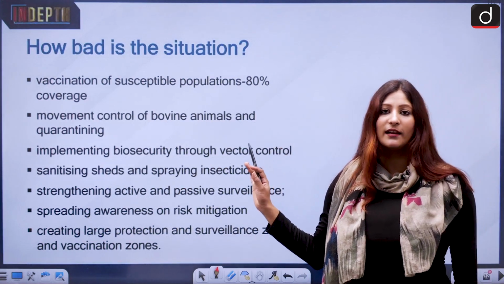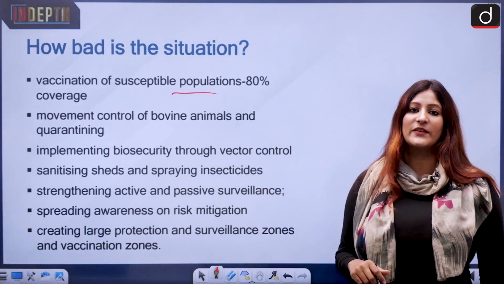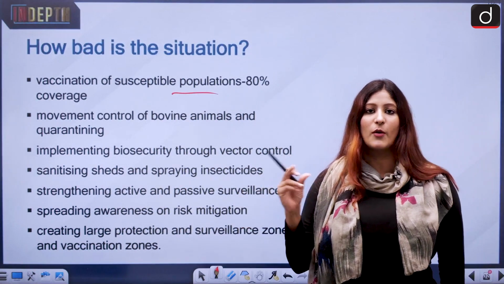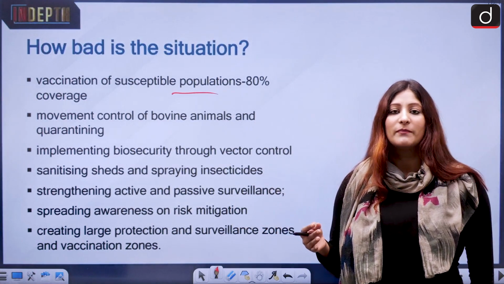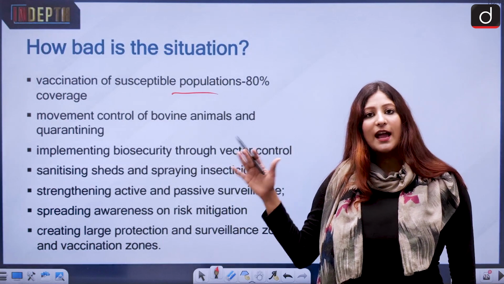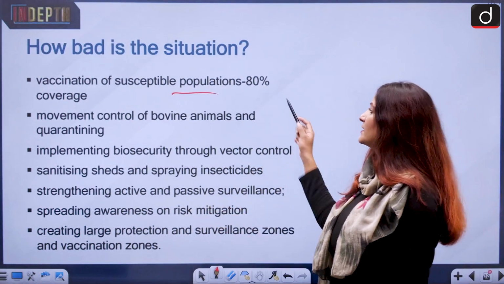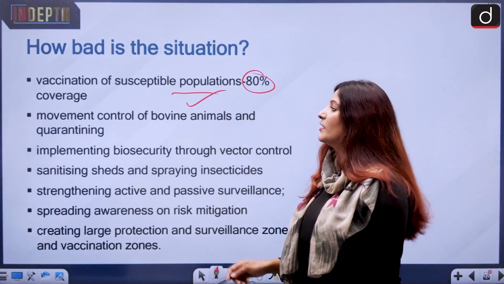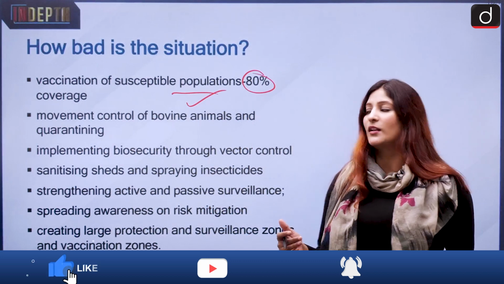This is according to the Food and Agriculture Organization. Vaccination of the susceptible population, specifically those living near the border areas like Gujarat, Rajasthan, Punjab, specifically from Pakistan and also from China and Bangladesh. We need to vaccinate them. 80% coverage is required. Secondly, we need to control the movement of bovines from one place to another.